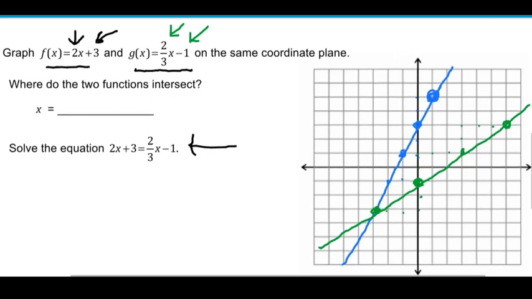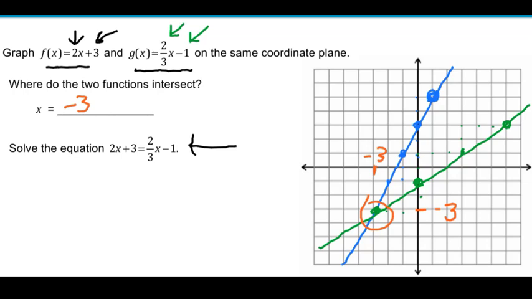And so where do the functions intersect? Well, they meet right here. That looks like x is -3. And specifically, just so we are clear, there is a y value. It happens to be -3 as well. But the question is about what is x. So x is -3 is our answer.